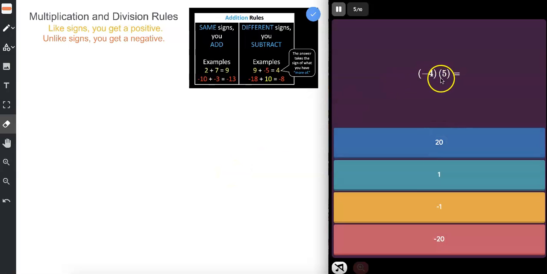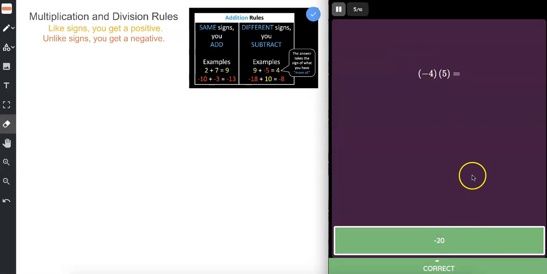All right, negative 4 times 5. We do not ask what we have more of here. This is multiplication. Remember, if there's no sign in between the parentheses, it means multiplication. And a negative number times a positive number is a negative number. Remember, unlike signs give you a negative. So we get negative 20 for our answer.